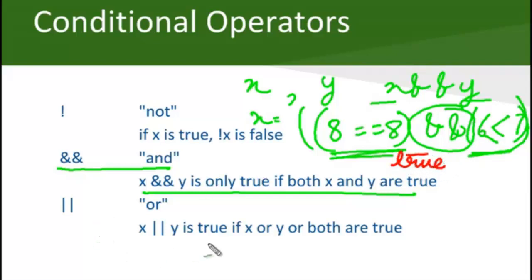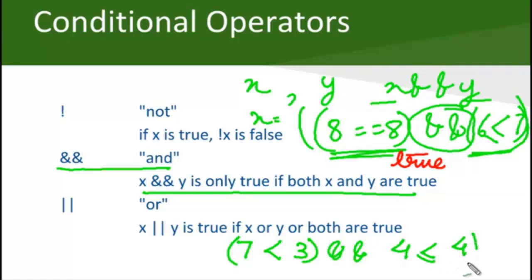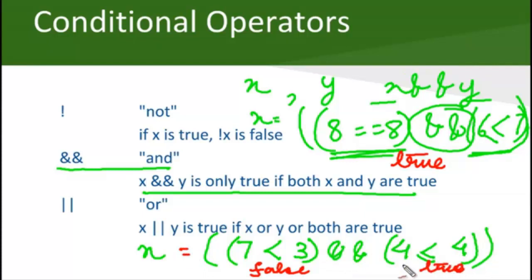Similarly, we can have something like that. We can say 7 less than 3 and 4 less than or equal to 4, and we can assign this to x. Now since 7 less than 3 is false and 4 less than or equal to 4 is true, but we saw when we have the AND conditional operator, both these Boolean expressions should be true for the whole thing to be true. So x will be assigned false because one of them is false.